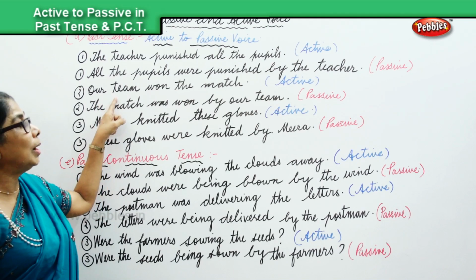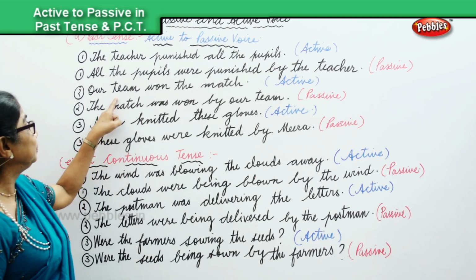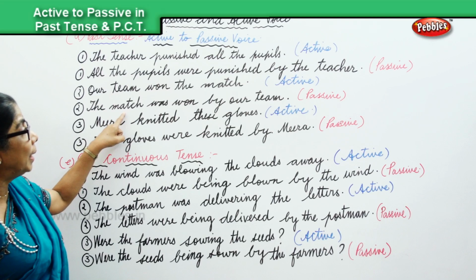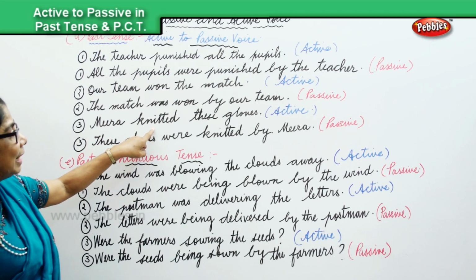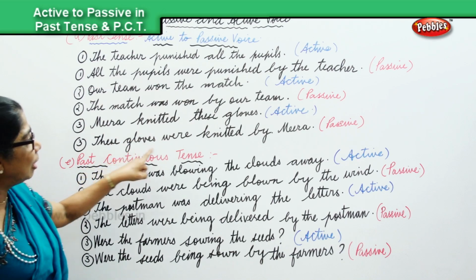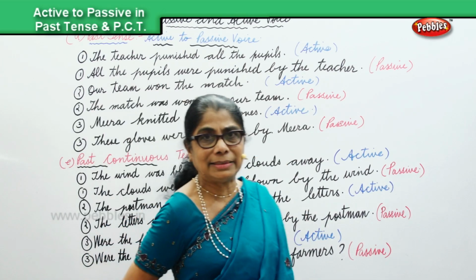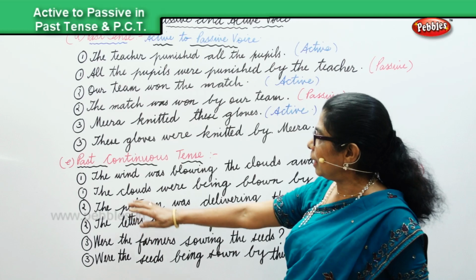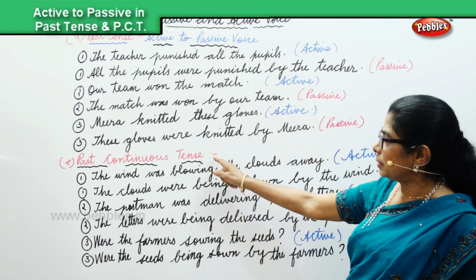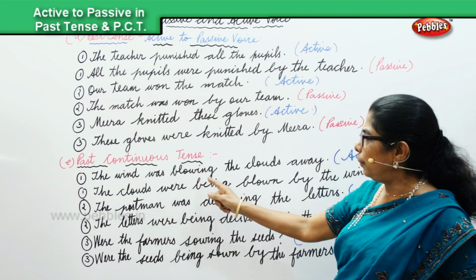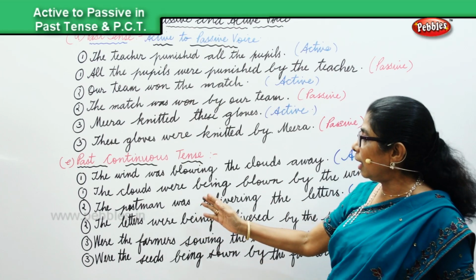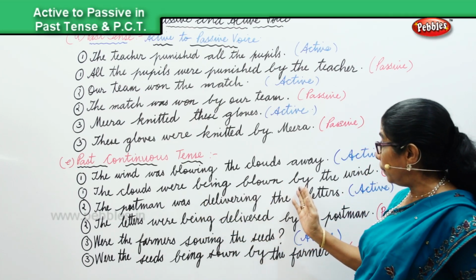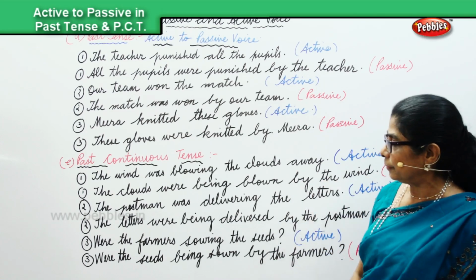Our team won the match, that is active. The match was won by our team, passive. Mira knitted these gloves, active. These gloves were knitted by Mira, passive. And now we look at past continuous tense. The wind was blowing the clouds away, active. The clouds were being blown by the wind, that is passive.